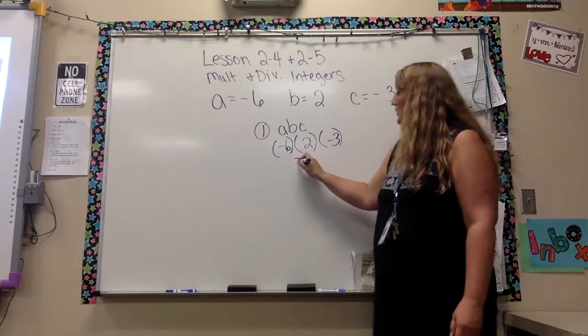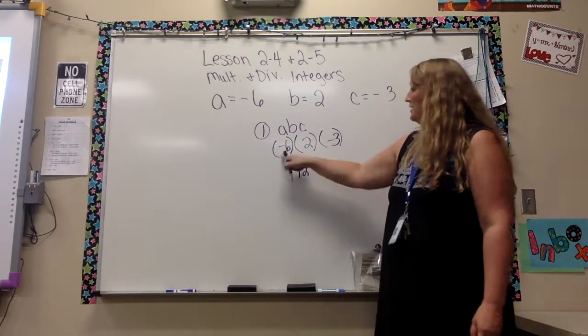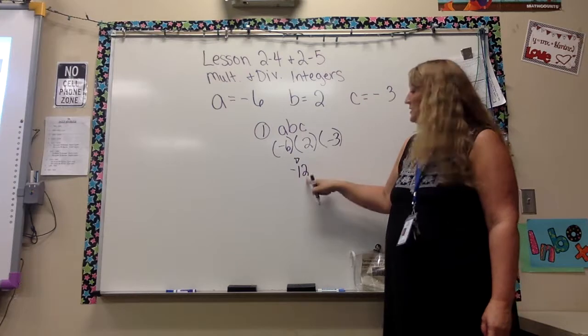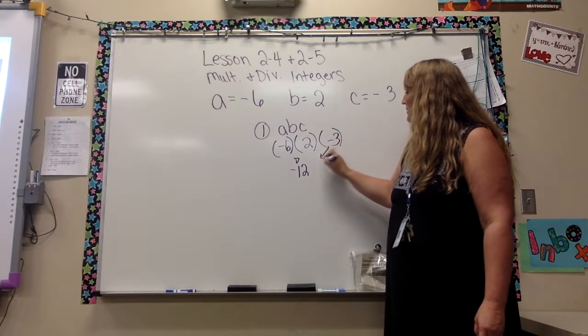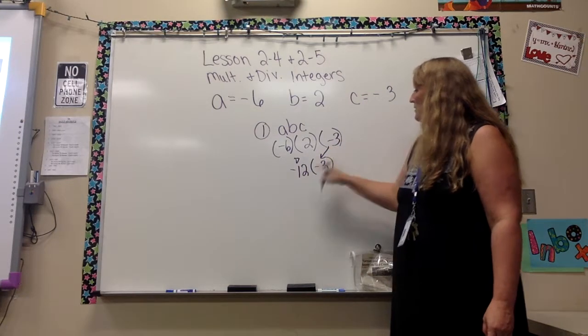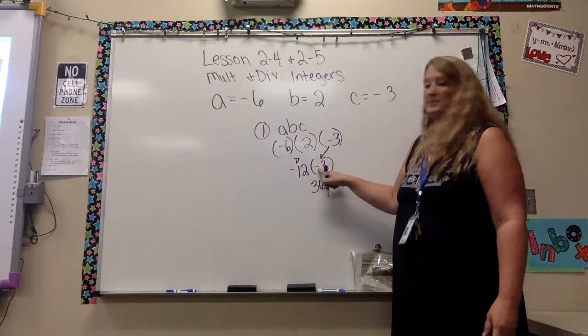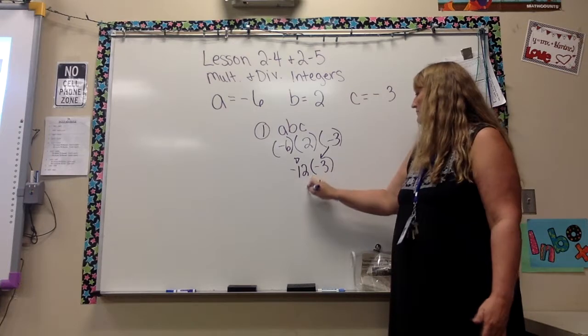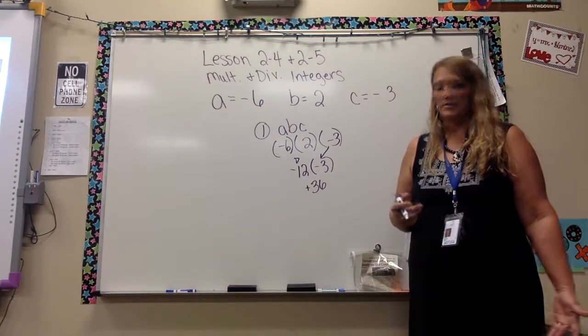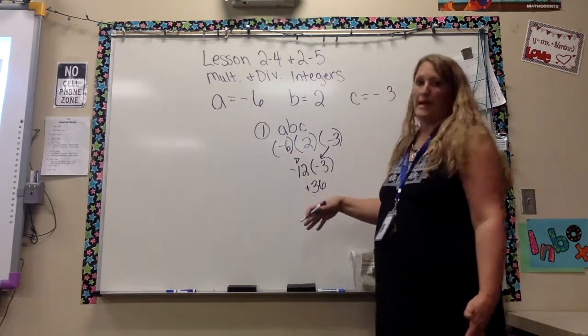Okay, so I know that a -6 times a positive 2 is a -12, and I'm going to bring my -3 down. 12 times 3 I know is 36. A negative times a negative is a positive. So the correct answer is positive 36. So it's just one more step.